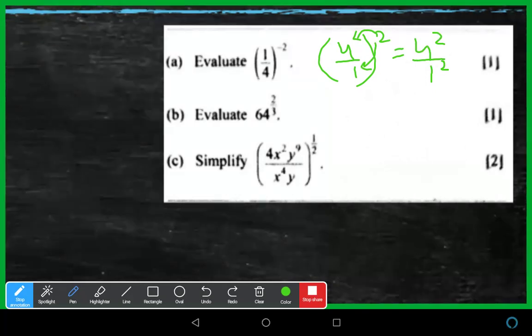So we don't need to write 1 in the denominator. So 4 squared is 16. The answer will be 16.